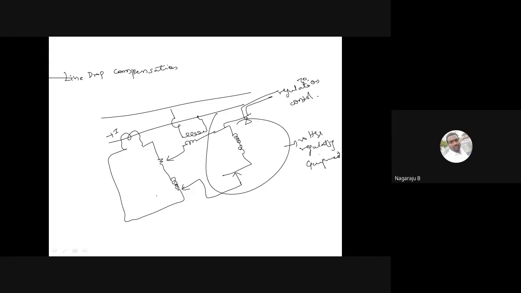CTs and PTs are connected to the voltage regulating equipment to maintain the voltage. Whenever you have a substation, the feeder is connected to a voltage regulator, which is given to the laterals. So this is about the line drop compensation. I have given the notes, and in the notes you have everything. Please follow that. Right now I am closing today's class.